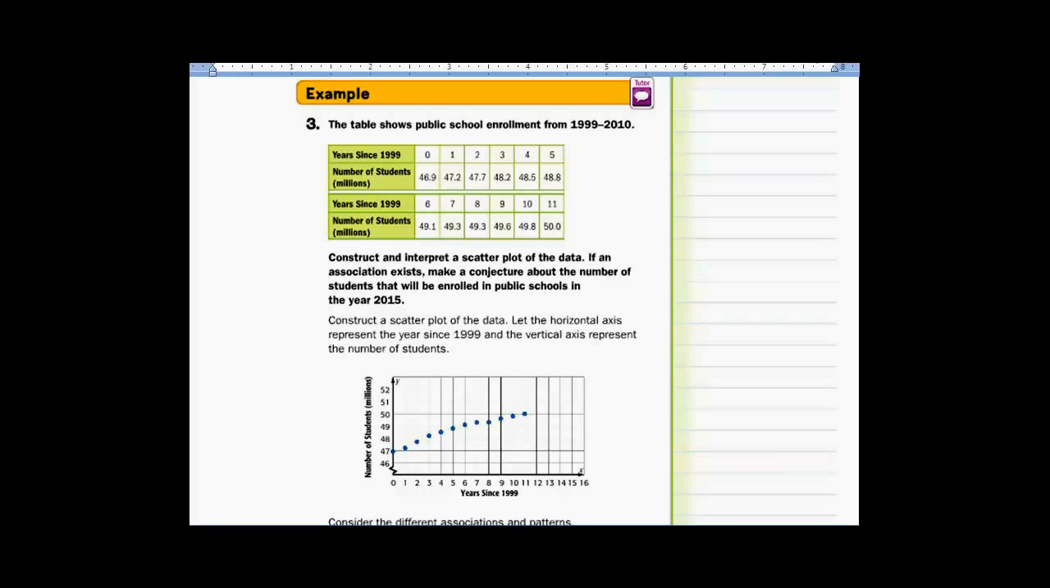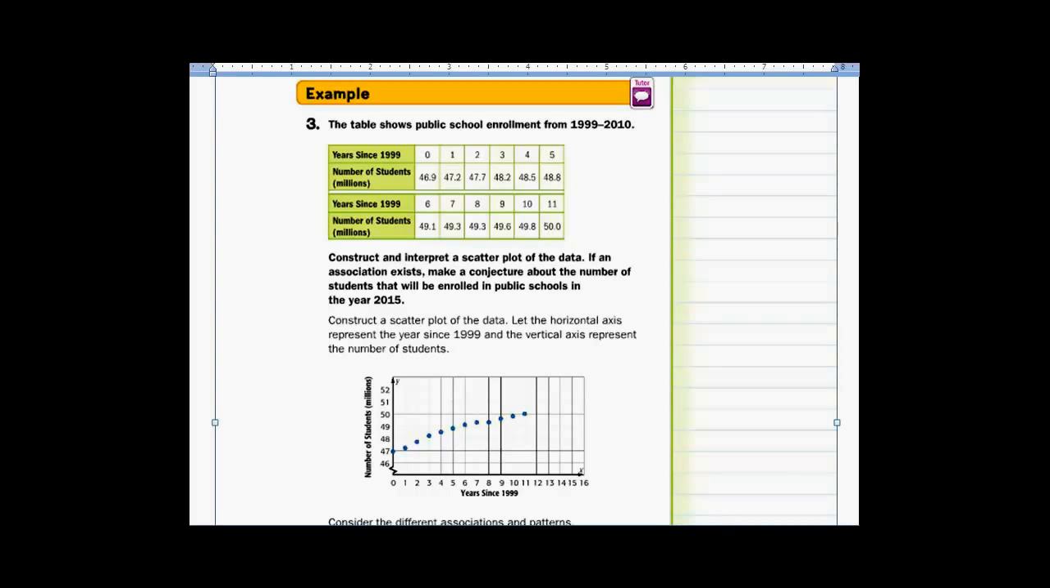It appears to lie close to a line. I could put a straight line somewhat through that, so that would be linear. There are no clusters or outliers. So to make a conjecture about the number of students enrolled in the year 2015, follow the pattern until the x value is 16. Why 16? Because these are years since 1999. 15 years after 1999 is only 2014, so I'd have to follow all the way out here.